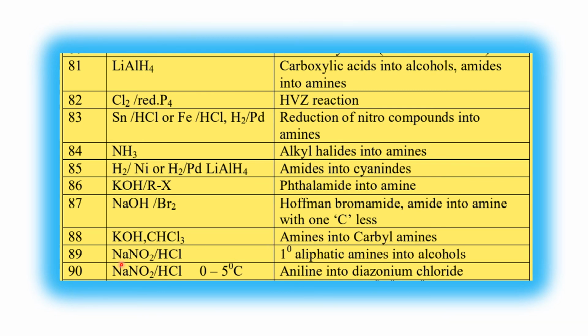Sodium nitrite and HCl, we know very well, is a diazotization reaction. Sodium nitrite and HCl convert aniline into diazonium chloride, and primary aliphatic amines into alcohols also.